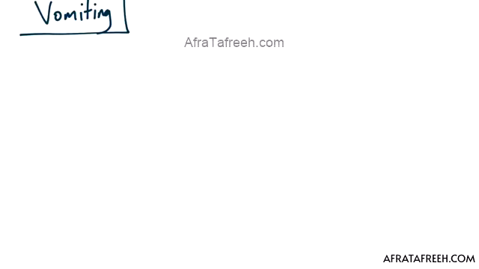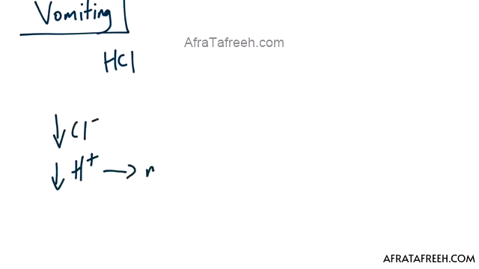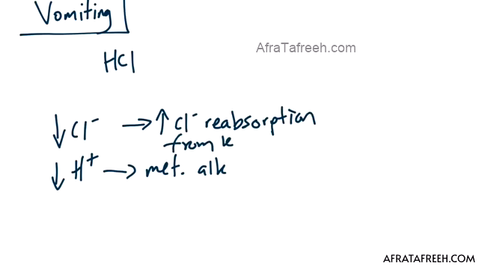Okay, now we're going to discuss vomiting. Recall that the stomach contains hydrochloric acid, or HCl. When you vomit, you lose both acid and chloride. The loss of acid results in a metabolic alkalosis. If the body is losing chloride through vomit, then the kidneys will attempt to increase the reabsorption of chloride, which means the chloride detected in the urine will be low.